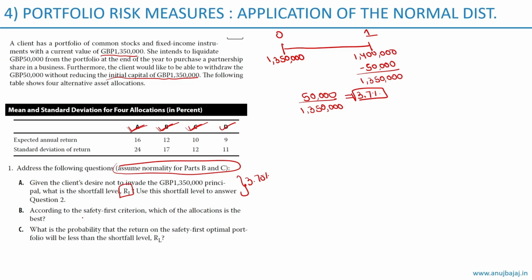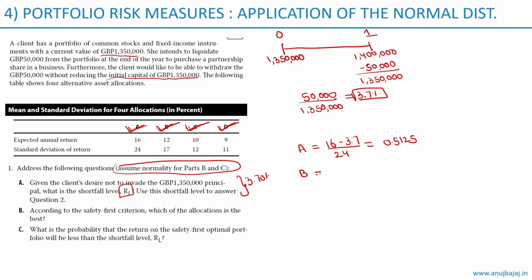According to the safety first criteria, which of the allocations is the best? For all the 4 allocations, we are required to calculate the safety first ratio, and the allocation with the highest safety first ratio is the correct allocation. So for allocation A, the safety first ratio will be 16 minus 3.7 divided by 24, which equals 0.5125.